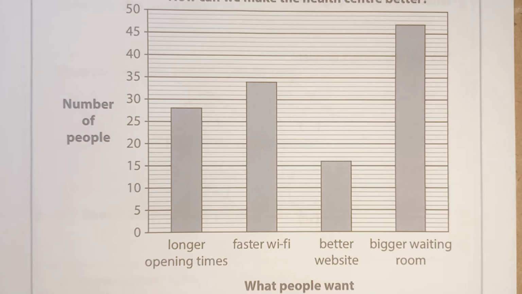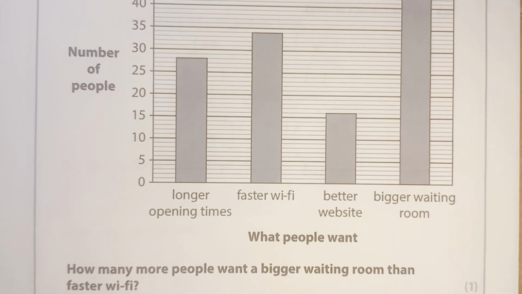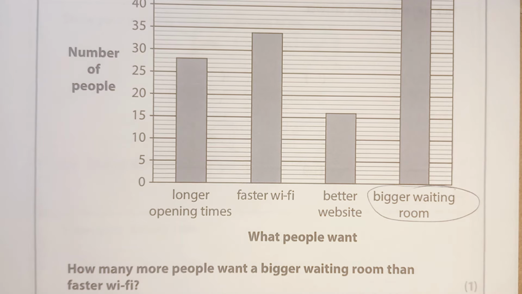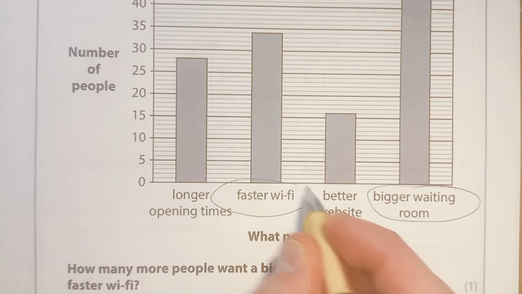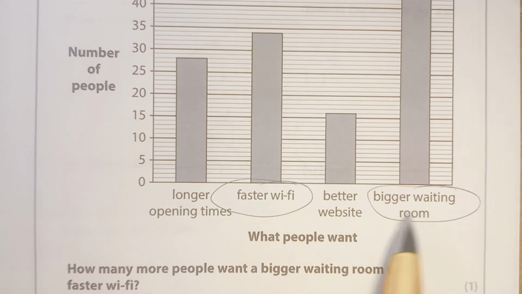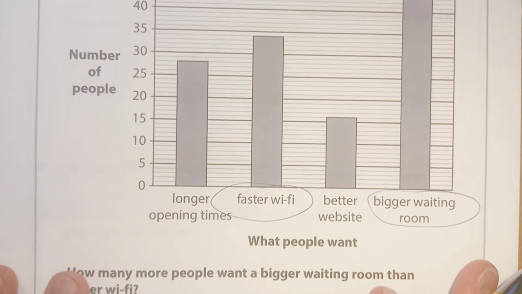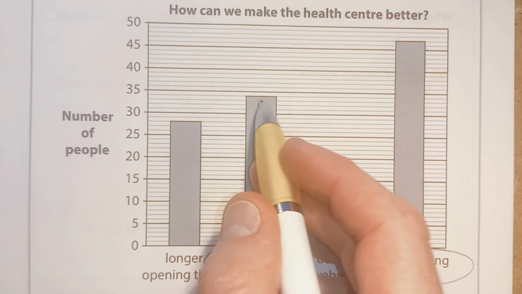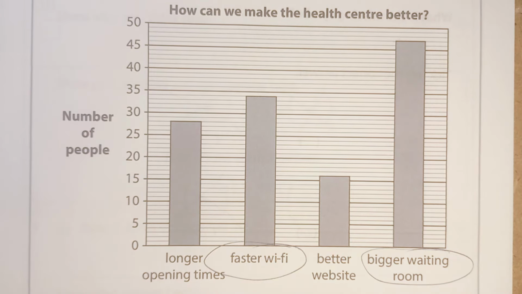Okay. Now the question is, how many more people want a bigger waiting room than faster Wi-Fi? So we're interested in bigger waiting room and faster Wi-Fi. Just these two. How many more? So we want to know the difference. So the difference between this bar and this bar. So let's find out how many we've got for each of them first of all.